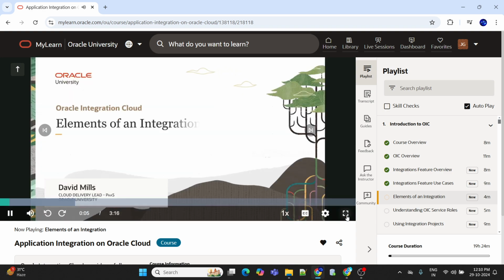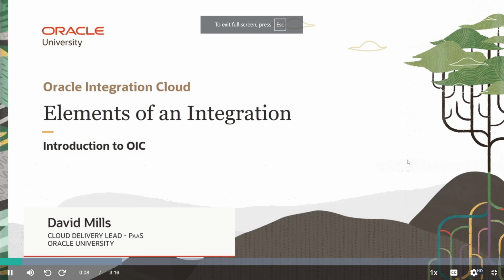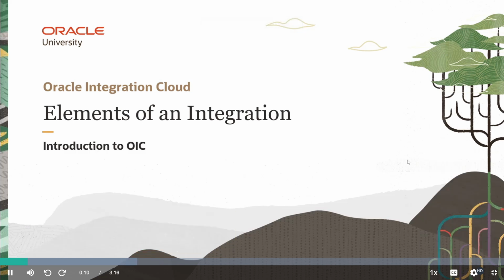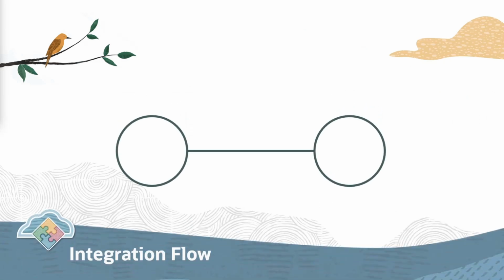Welcome back. When we talk about OIC integrations, we use a lot of different terms. Let's take a look at a few of them. First, when it comes to building an integration, we're creating a service that provides a connection between two or more applications and often moving data between them.